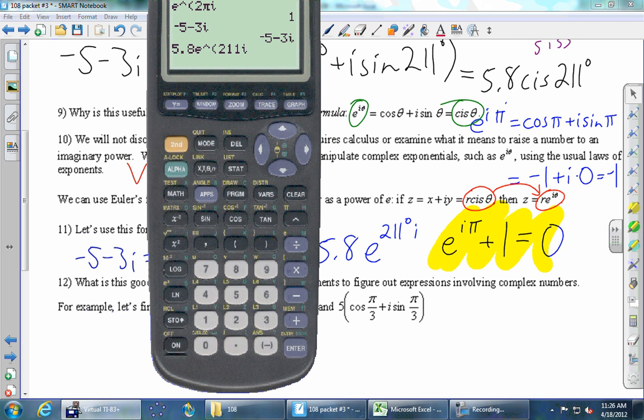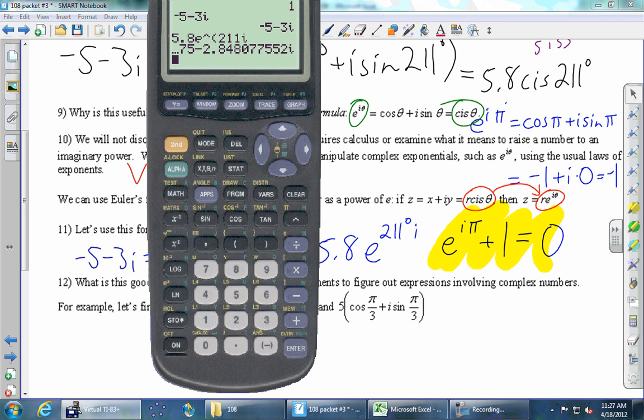Now, I have a bad feeling about this. Did it work? Wait. Oh, it did. Yeah, 5.8 was not quite the right number. But look, -5, and you keep scrolling over, and -3. And if you keep going, what will you find at the end? i.